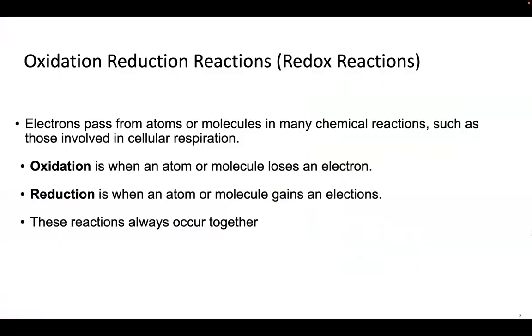So electrons pass from atoms or molecules in many chemical reactions, and those include the ones in cellular respiration. These reactions are called oxidation reactions when an atom or molecule is losing an electron. And the reactions are called reduction reactions when an atom or molecule is gaining an electron. Excuse that typo, but this should also say electron. These reactions always occur together.